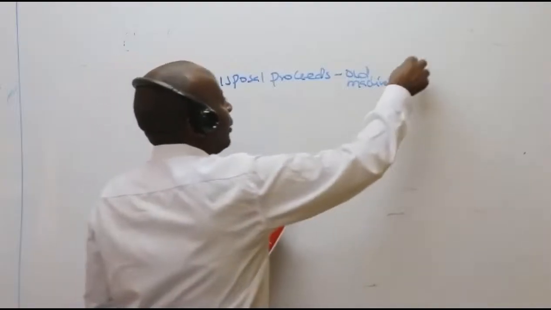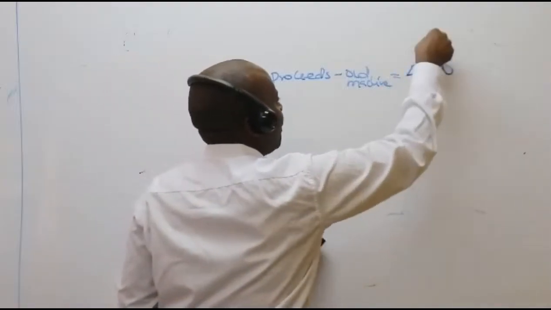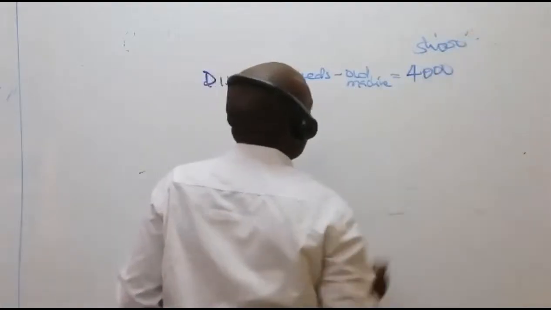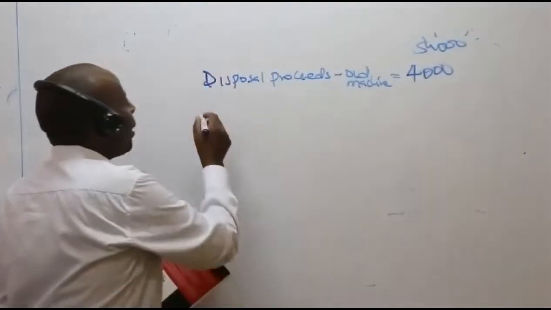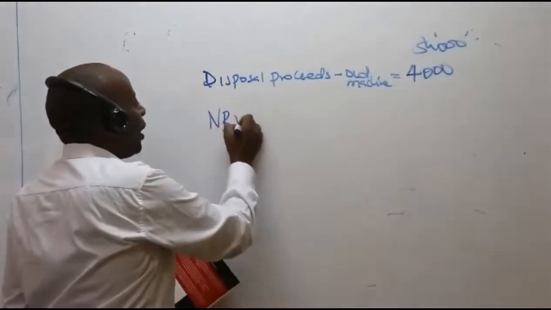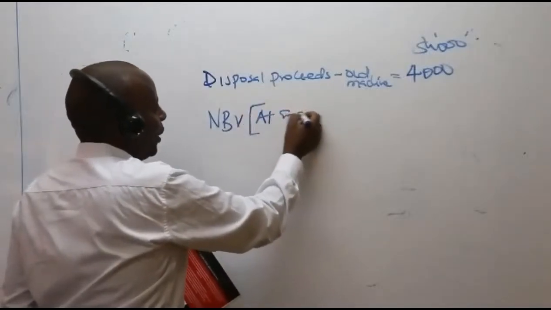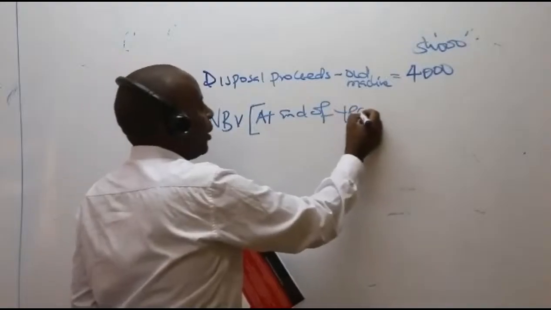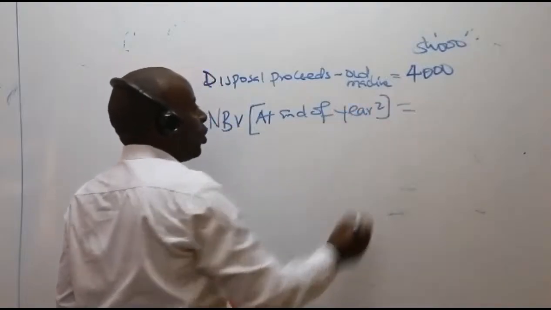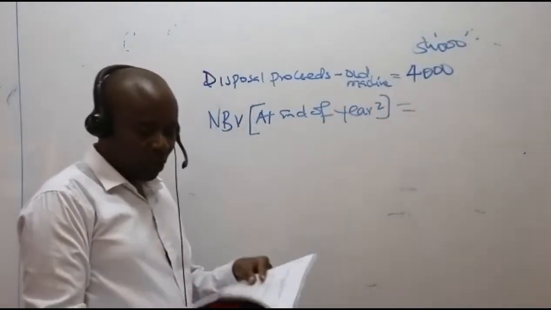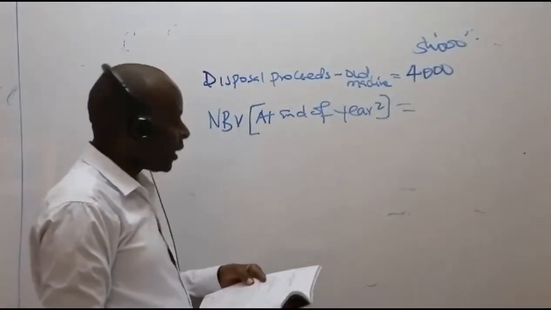So 4 million. Let me put my figures in thousands like that. Now I'll compare this with the net book value of this machine. Remember, this is at the end of year 2. So at the end of year 2, what do we have? Have they given us this net book value?